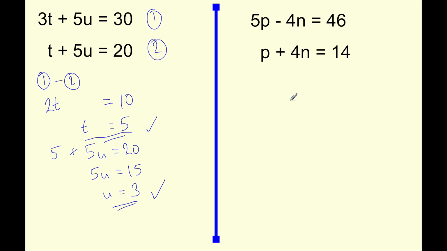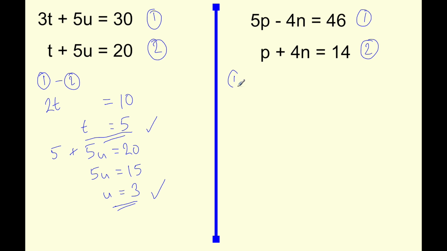For the next one, we can see here that the number of p's are different, 5 of them, 1 of them, and the n's here. Now we've got a coefficient here where it is -4 and a coefficient where it is +4, but we can still eliminate, but this time rather than subtracting we can add these together.